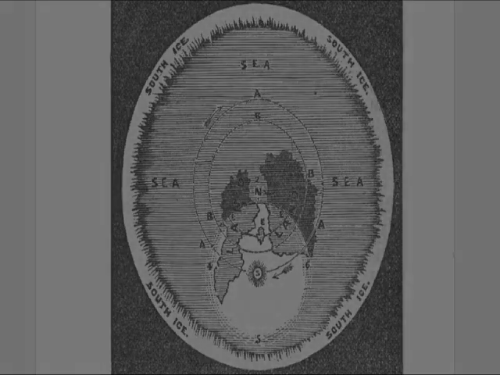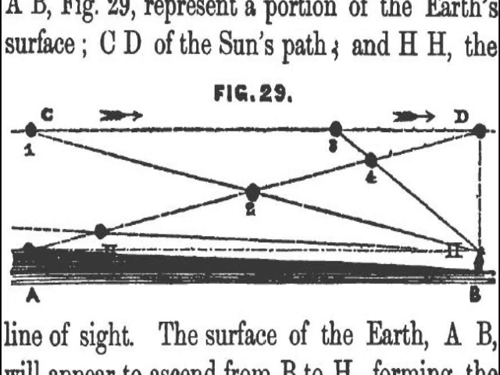Let the line AB in figure 29, section 7, figure 1, represent a portion of the Earth's surface, CD the sun's path, and HH the line of sight. The surface of the Earth, AB, will appear to ascend from B to H, forming the horizon.